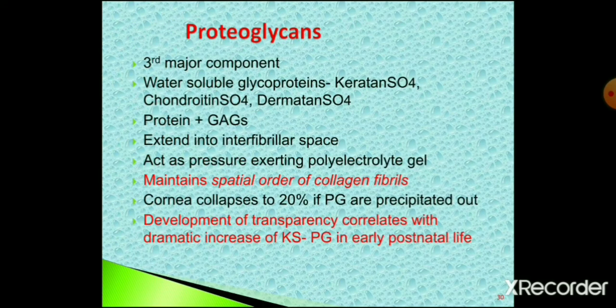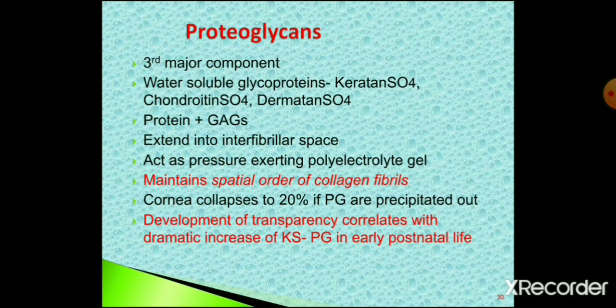Now, the third major component is the proteoglycan. You know what proteoglycan is? It is protein plus glycosaminoglycan. Water-soluble glycoproteins, keratan sulfate, chondroitin sulfate, dermatan sulfate are present. Protein plus glycosaminoglycans forms the proteoglycan. It extends to the interfibrillar space, where it is usually seen, and it acts like a pressure-exerting polyelectrolyte gel.